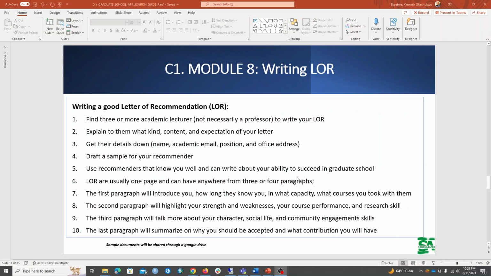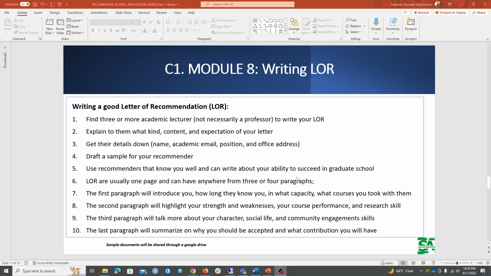Also, you need to know that letters of recommendation are usually one page, right? You can have anywhere from 3 to 4 paragraphs. Some people can write 2 pages, but one page is fine. They can summarize the content there. In the first paragraph, they will introduce you. How long have they known you? In what capacity have they known you? Is it as a student? They're talking about that. What courses did you take with them? They're going to mention that. They've known you for 1 year, for 2 years, they knew you for 10 years. And from that 10 years, they taught you for 4 years. So they're going to talk about that.